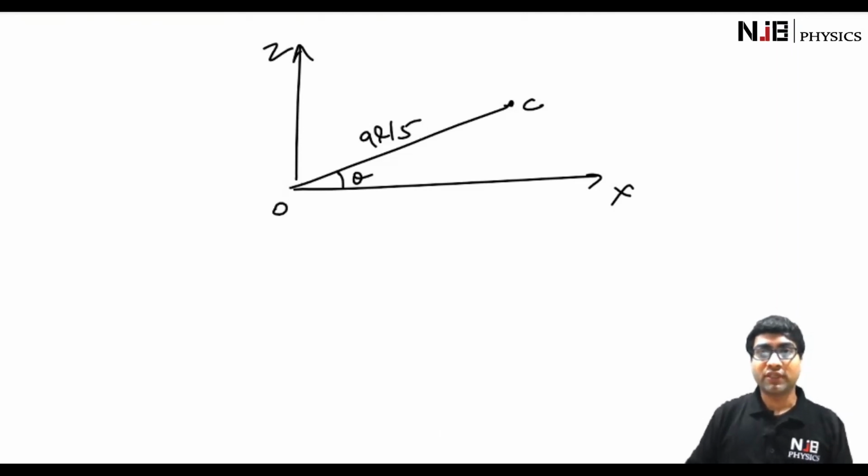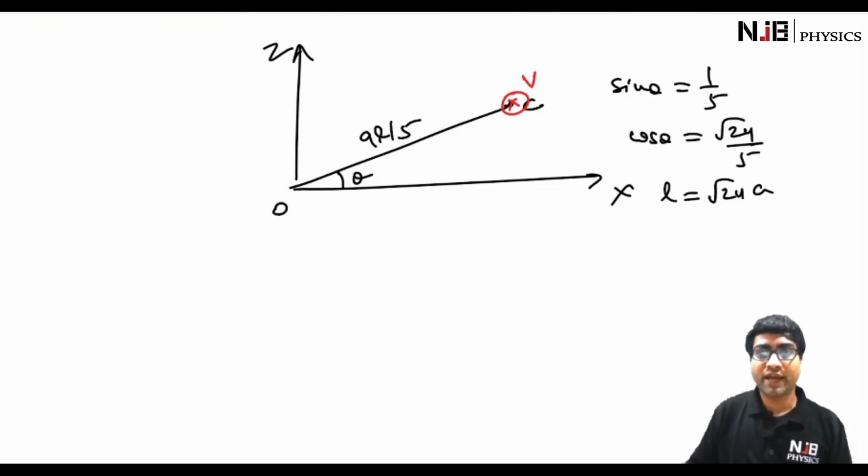So we are just focusing on this center of mass and how it is moving. You know that at this moment the center of mass is going into the plane of the paper, that is towards the positive y-axis. So let's say the velocity of the center of mass is equal to v, which is into the plane of the paper. I'm denoting it by a cross sign, and we already know the value of sine theta, which was 1 by 5. Cos theta is equal to root 24 by 5, and this L is equal to root 24 times a. So let's find the angular momentum of center of mass about the point O.